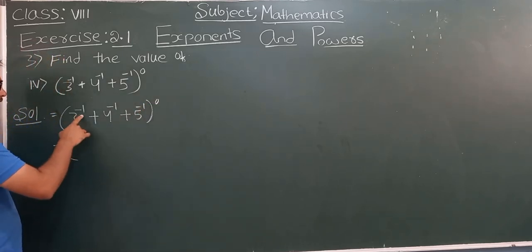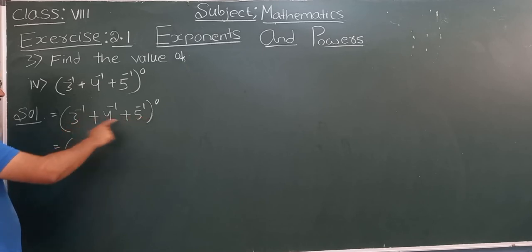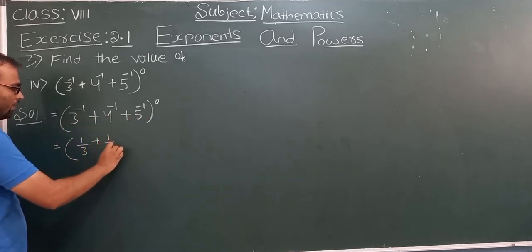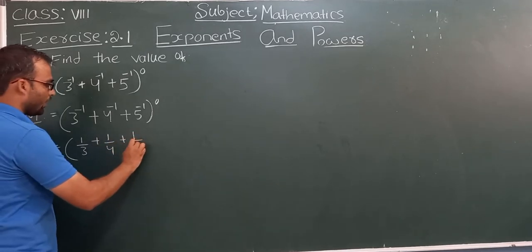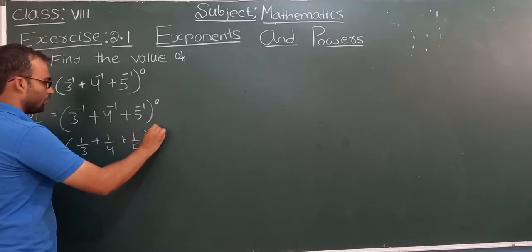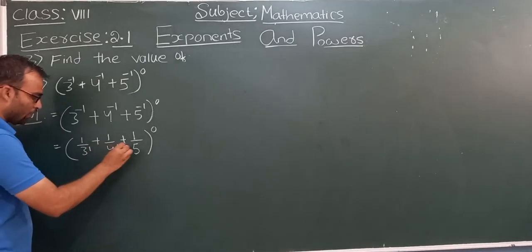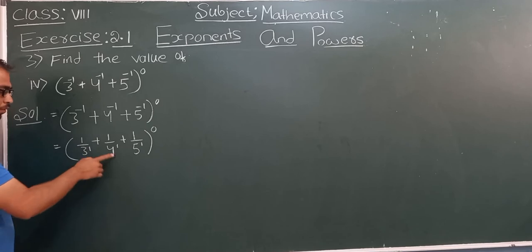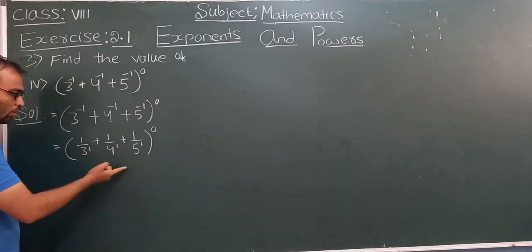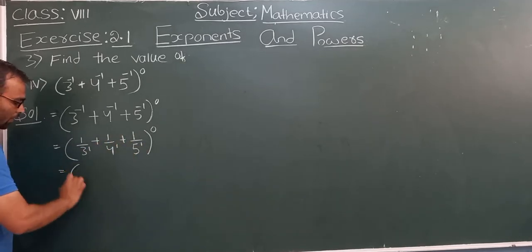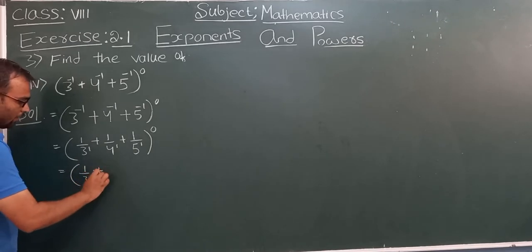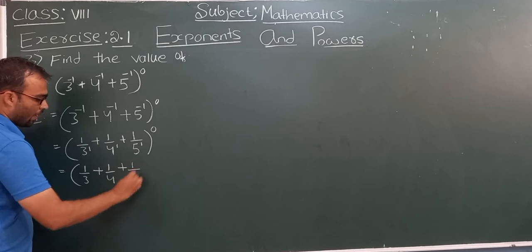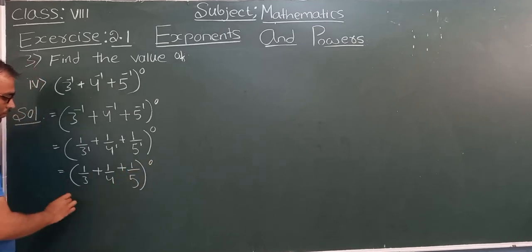Next, see here power minus 1 is there, no? So in each and every case, when we take the reciprocal, the negative power will be converted to positive. So here my plus 1 will be there. 3 to the power 1 means 3 only, 4 to the power 1 means 4 only, 5 to the power 1 means 5 only. That is (1/3 + 1/4 + 1/5)^0.